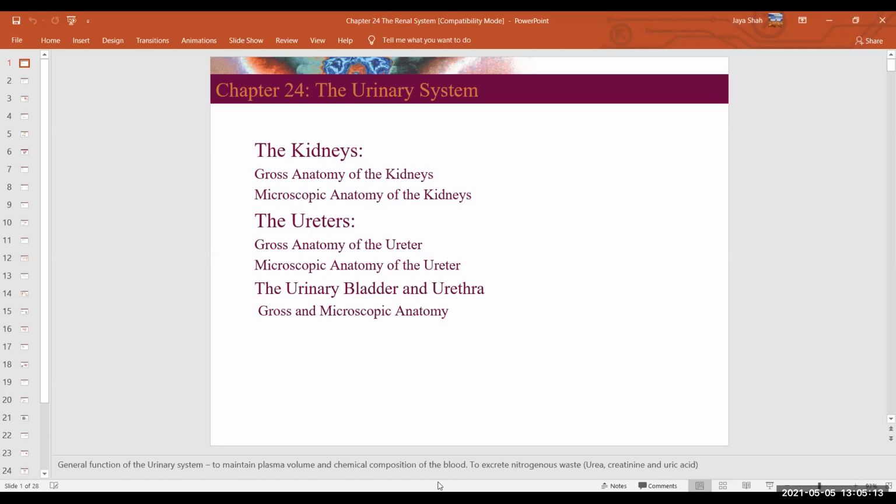Apart from this, the kidney has other functions. In the kidney, near your nephron, there is the juxtaglomerular apparatus, and it acts as an endocrine system. It produces the hormone or enzyme renin, and it maintains blood pressure. So the kidney has a role in maintaining your blood pressure.